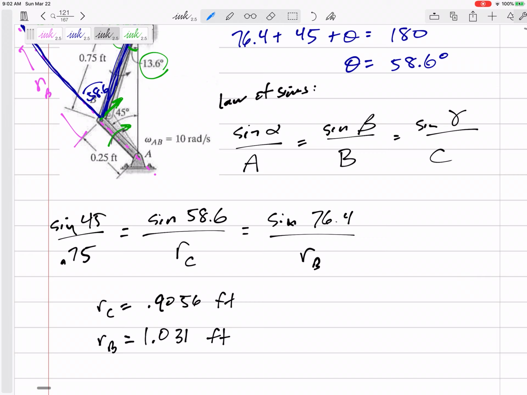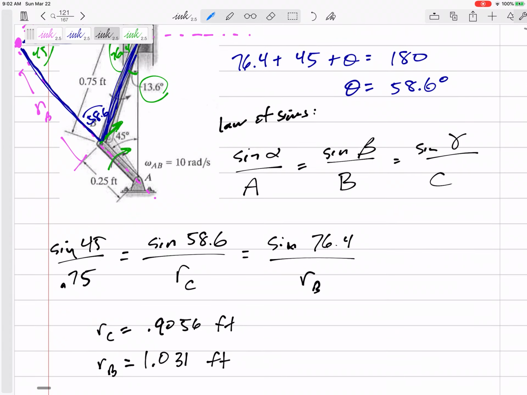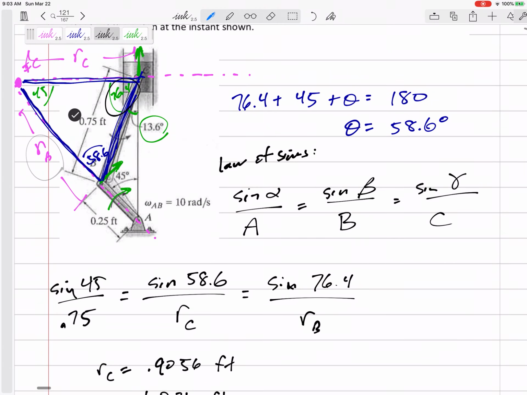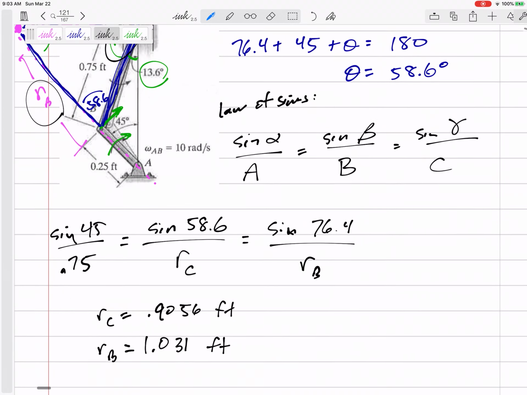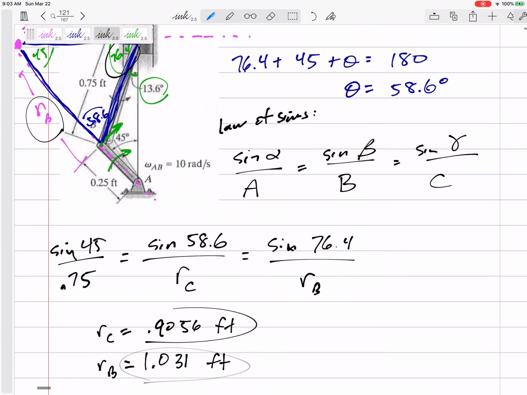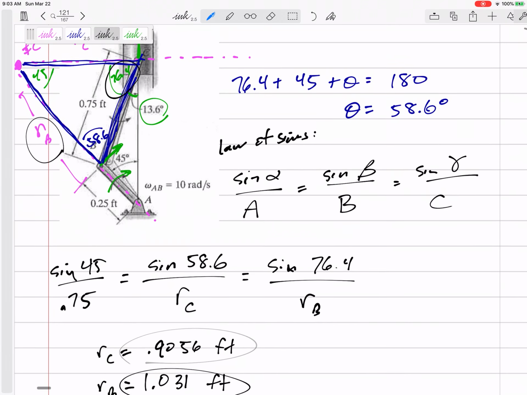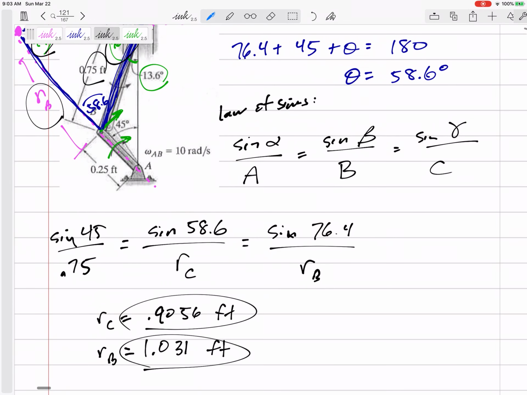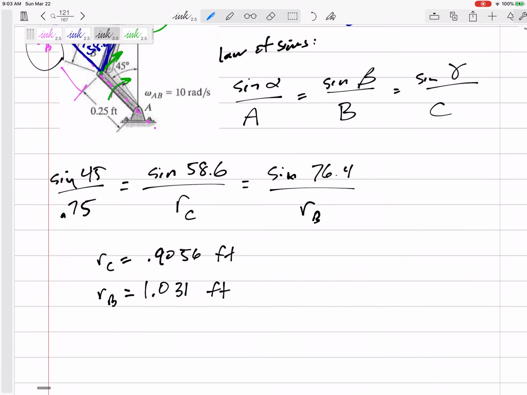1.031 feet. Now, double check that your sides make sense. The larger the angle, the larger the length opposite it. Same thing with sines, the larger the angle, the larger the sine. So it makes sense that RB is 1.031, RC is 0.9056, and the smallest angle would have the smallest side opposite, 0.75. All right, that's the hardest part of the problem.